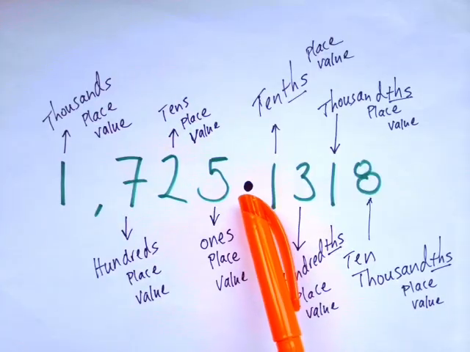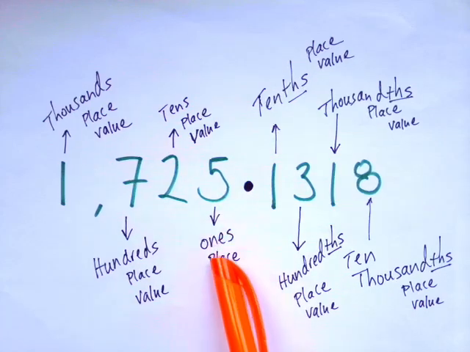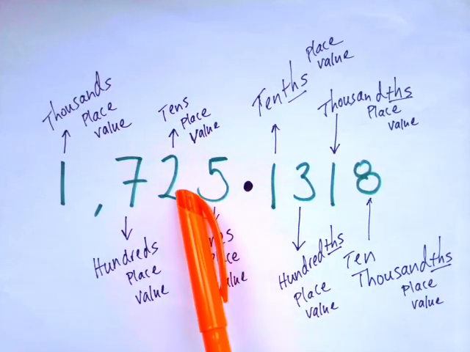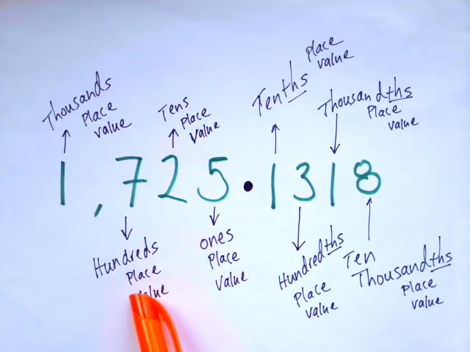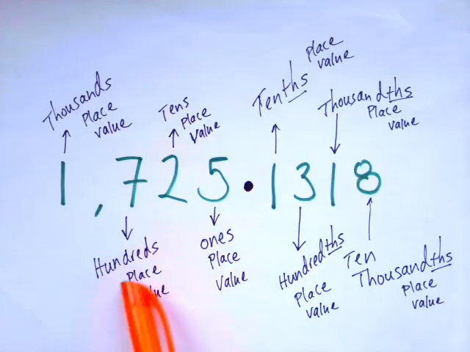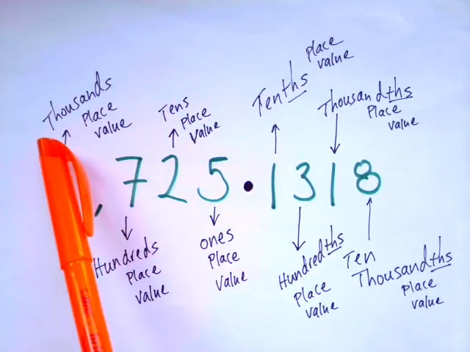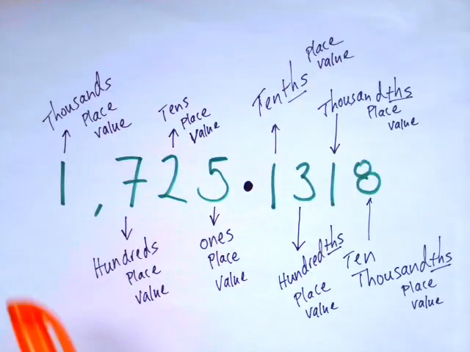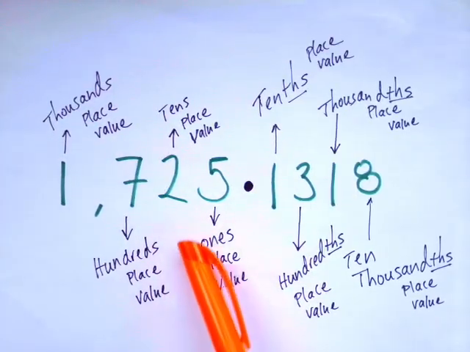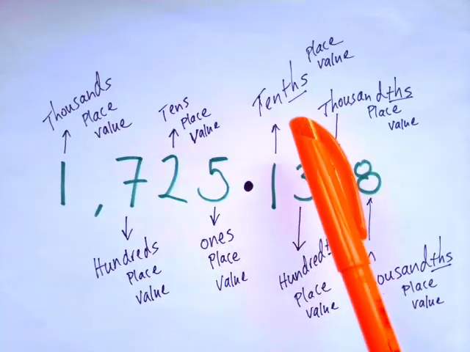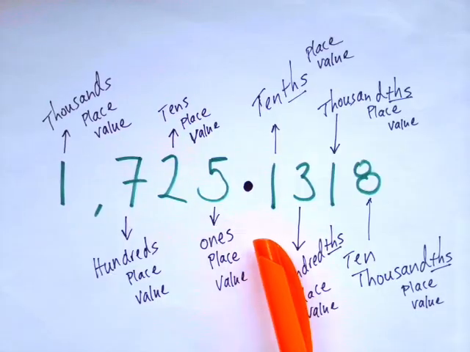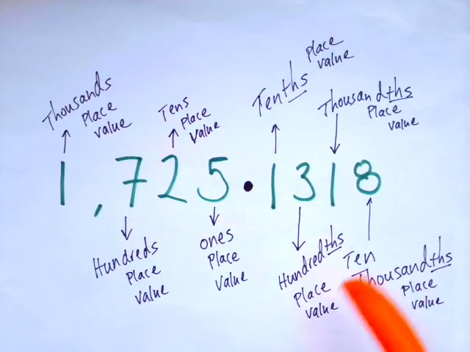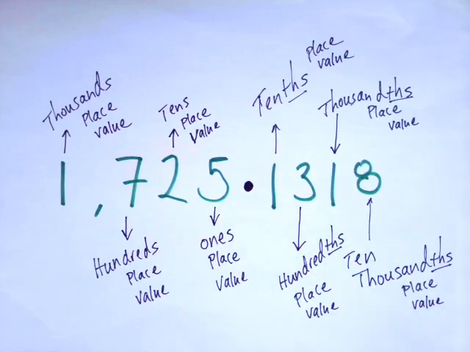On the left side of the decimal, 5 is represented by the ones place. 2 is represented by the tens place. 7 is represented by the hundreds place value. And the 1 is represented by the thousands place value, right? So there is an S at the end, but not a THS like you see over here to the right. And so when we're looking at options A, B, C, D, and E, we want to take a look at these values off to the right.